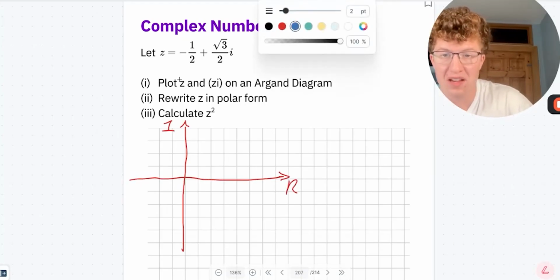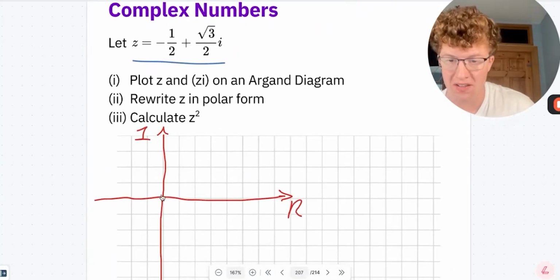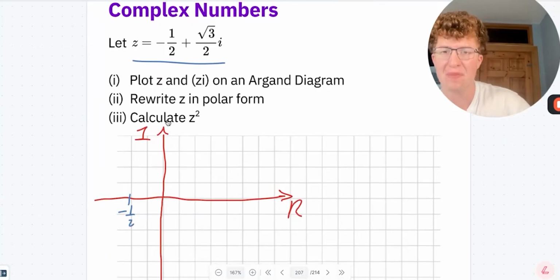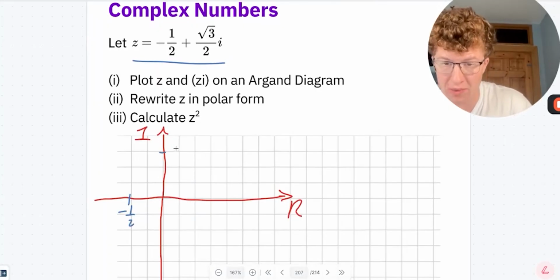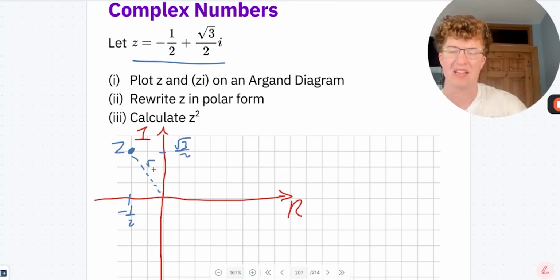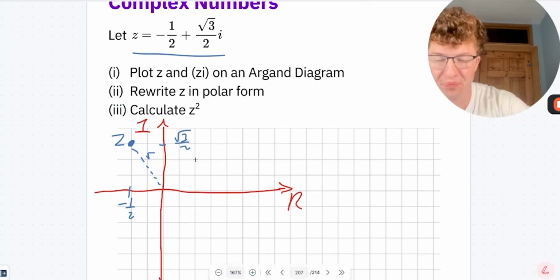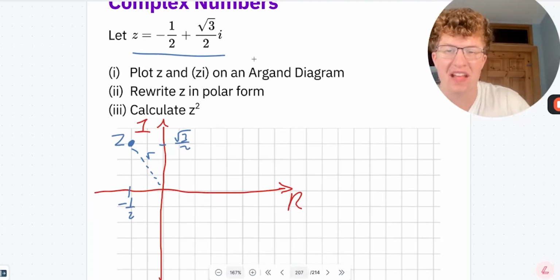So z is minus a half plus root 3 over 2i. So imagine this is going to be a rough graph. So we have minus a half x down here, and then we're going up root 3 over 2. So maybe like root 3 over 2 is there. So our point's going to be here. That's going to be z. If we draw a line like this, that's going to be the radius, or like r, the distance from the center. And then plot z times i.